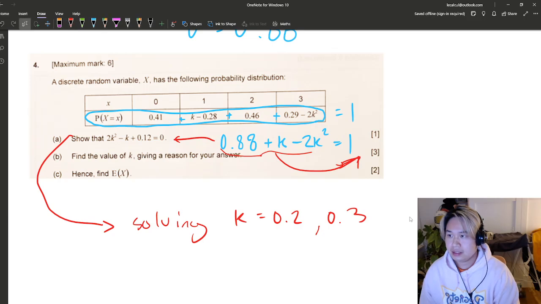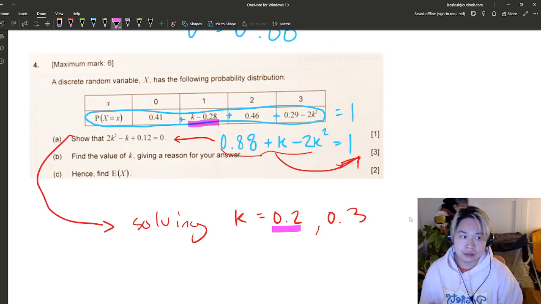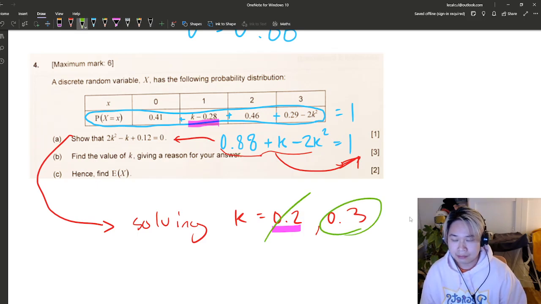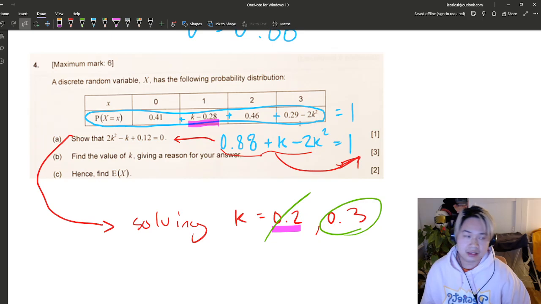If k is 2.2, no, you can't really see that. Then look at the probability for when the random variable is 1. It's going to be a negative number. So you can't have this one. It has to be 0.3. And then you can probably check this one as well, but it can't be this one. So your only choice is this one.